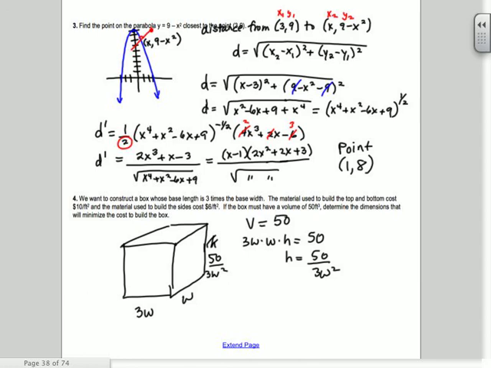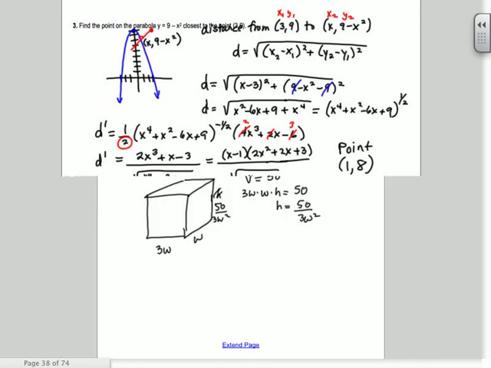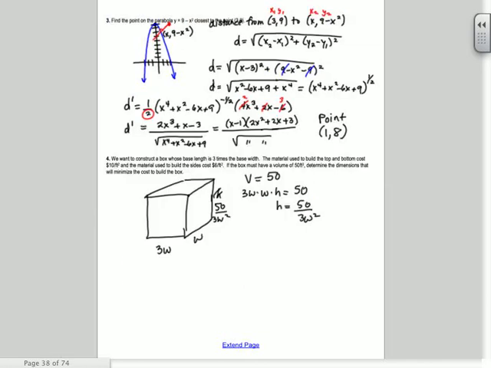So now I only have one variable. Okay. So the top and bottom cost $10 per square foot. So the top of the box, right here, how do I represent that area? What is it? Right, it's 3W times W, so 3W squared. So I have 3W squared times $10, and that's on the top and the bottom. So I'm going to multiply by 2. So that represents top and bottom. Did you see what I did?